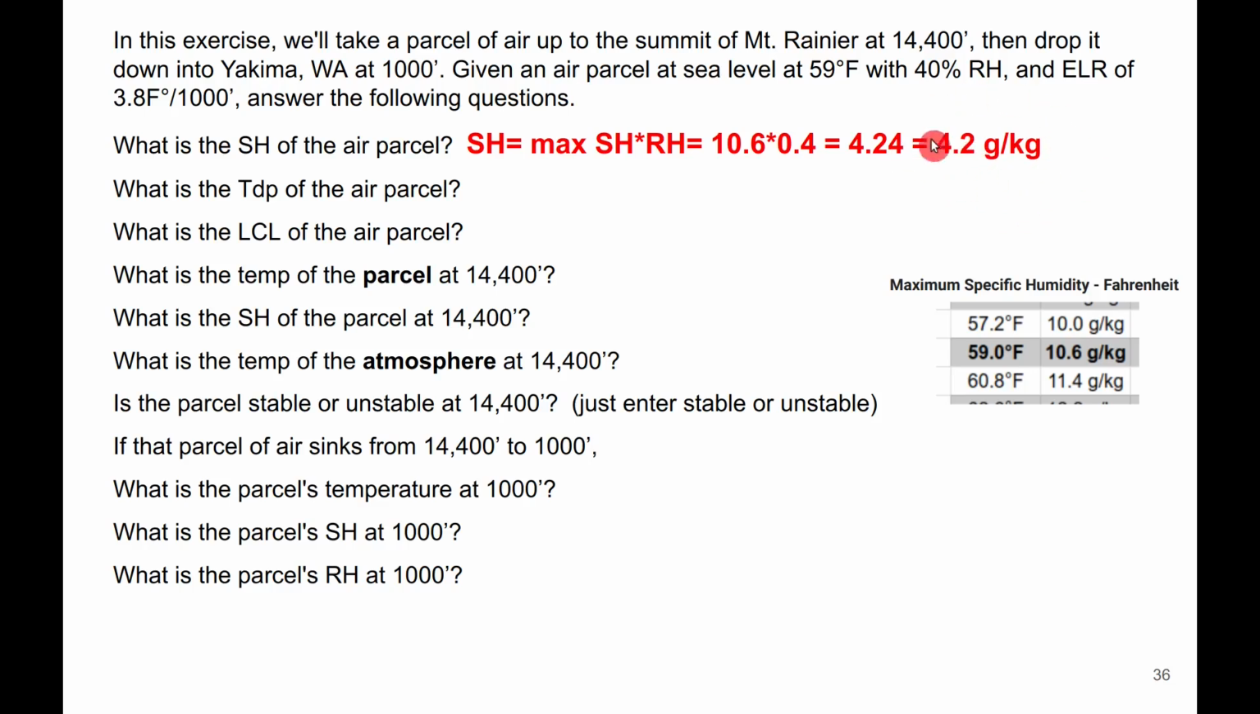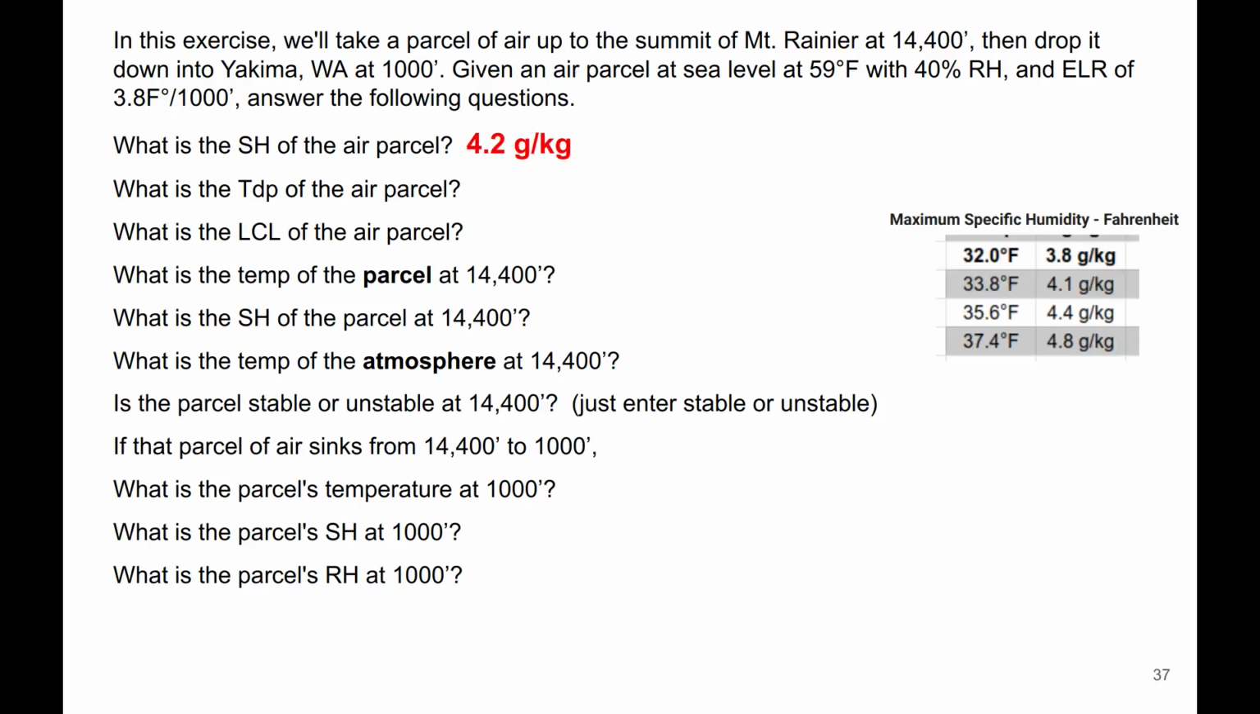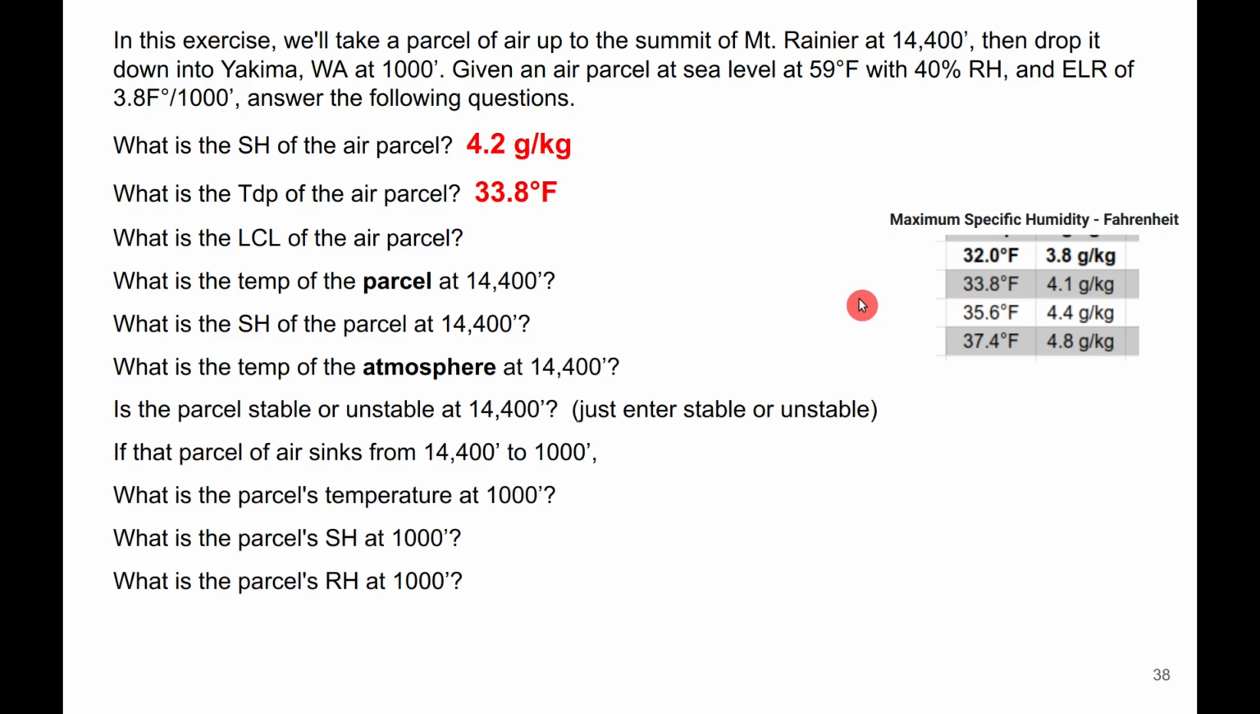Now we know the specific humidity, and the next thing we're going to do is find the dew point temperature. We know the specific humidity is 4.2, so that's in between these two. We're going to take the cooler temperature, since we won't get condensation at 35.6 degrees, but we should at 33.8. So the dew point temperature of a parcel with 4.2 grams of water vapor is going to be 33.8.